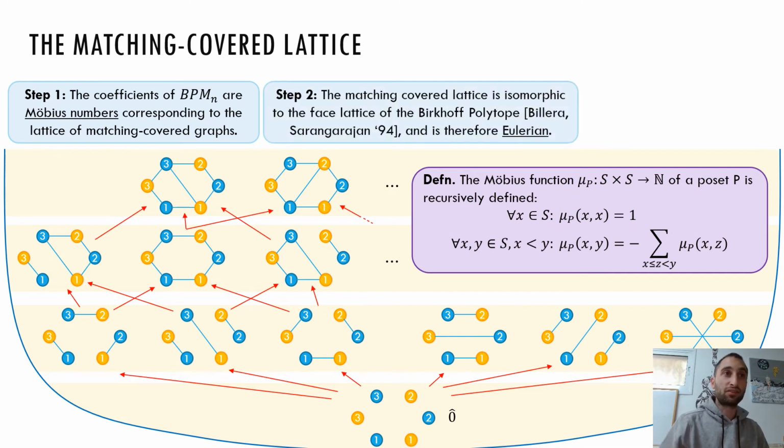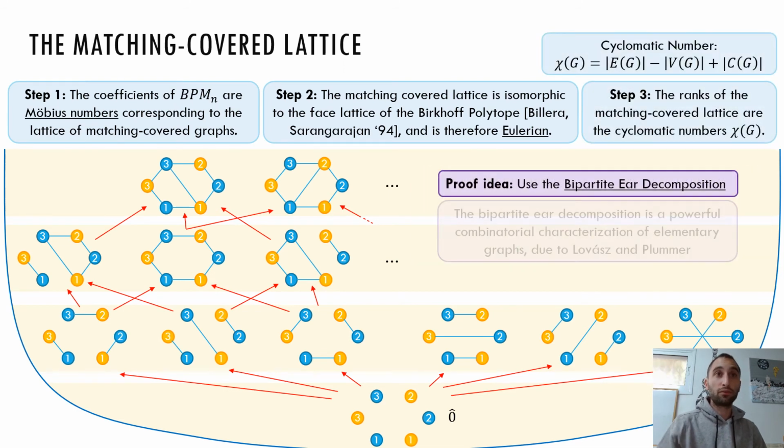Our second step is to use the characterization by Billera and Sarangarajan, who show that the matching covered lattice is isomorphic to the face lattice of the Birkhoff polytope and is therefore Eulerian. An Eulerian lattice is a lattice in which we have some kind of even-odd condition. That is to say, in every interval, the number of even-ranked elements and the number of odd-ranked elements is the same.